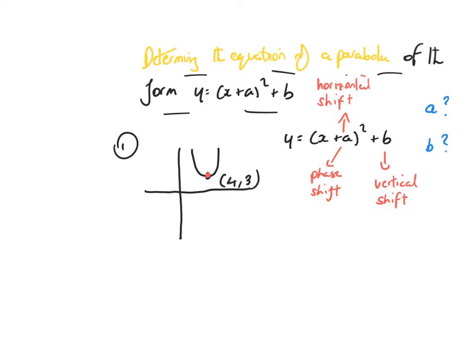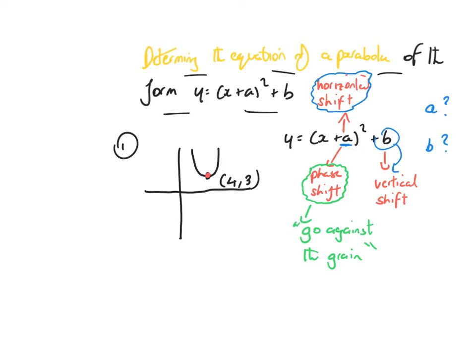Now one point to note is that the phase shift, a good way to think about this is that you go against the grain with it. Now that's not something you're going to see written in a textbook. It's just a kind of wee informal note and thought to have for this one, and I'll explain it in a wee second. So the a, which is inside the bracket, indicates the horizontal shift, and the b outside the bracket represents vertical shift. And what I'm saying here is that could also be referred to as a phase shift, and to think about going against the grain.